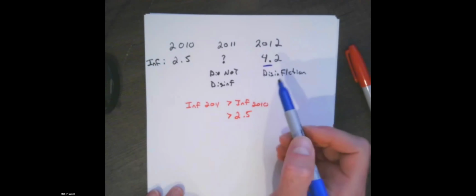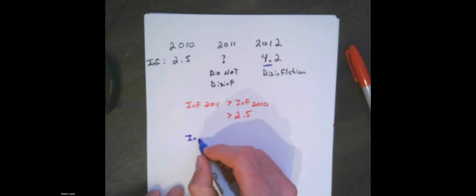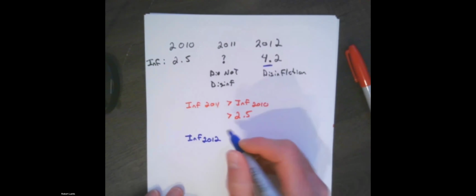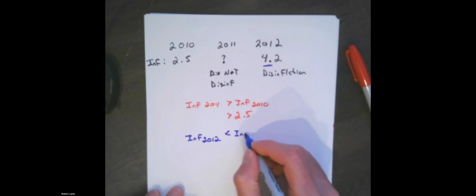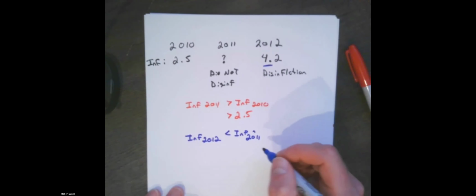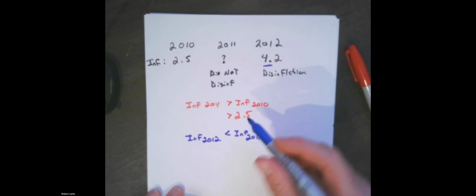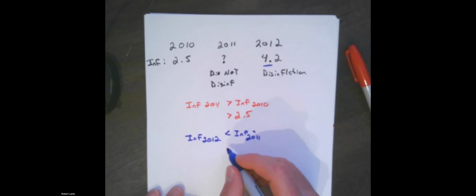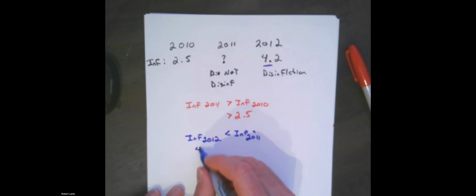Now, if I know instead there's disinflation in 2012, what I know for sure is that the inflation rate I see in 2012 must be less than the inflation rate I had in the previous time period of 2011. So I could also say with certainty that the inflation rate in 2012, which was 4.2, must be less than the inflation rate in 2011. So I know that it must also be greater than 4.2.